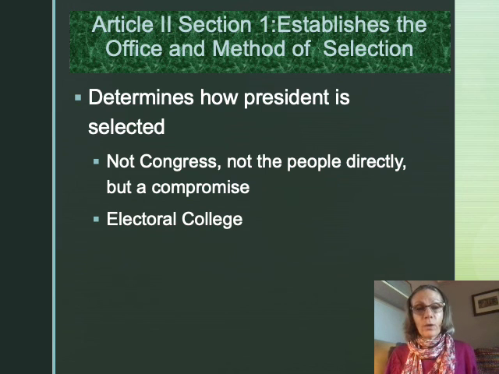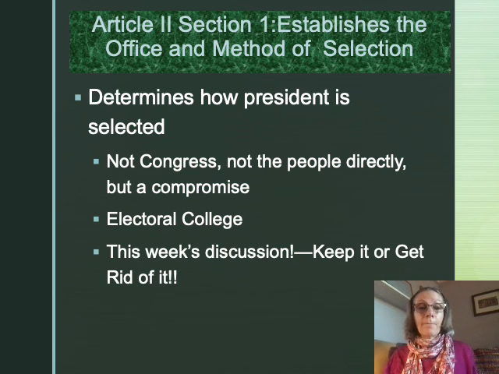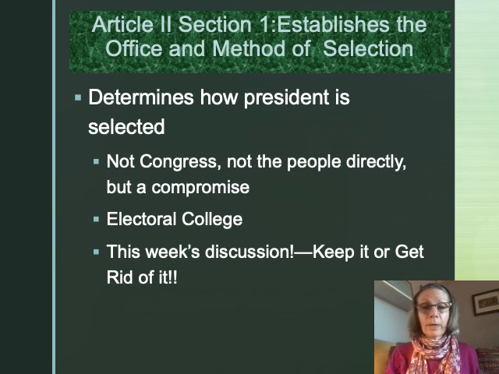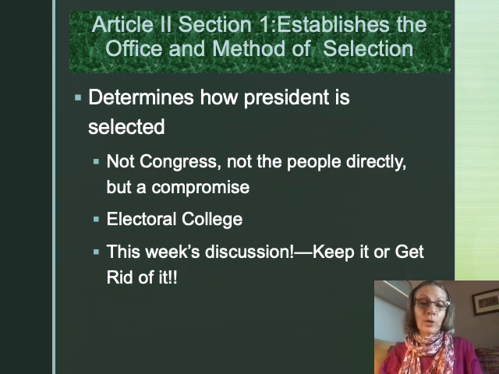And so the Electoral College, you're going to be learning a lot more about that this week, but not in this lecture. This week our discussion is about the Electoral College. And so you'll be learning about how the Electoral College works, and then you're also going to be reading articles about whether to keep it or get rid of it. But in short, the Electoral College is a way where states select electors, and then the electors are the ones who determine who the president of the United States will be.